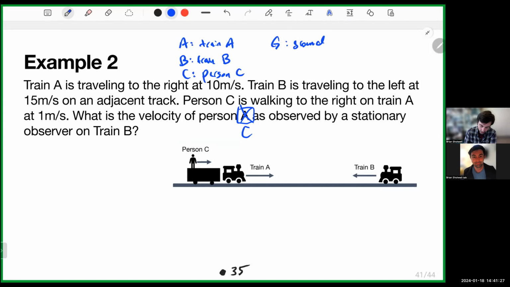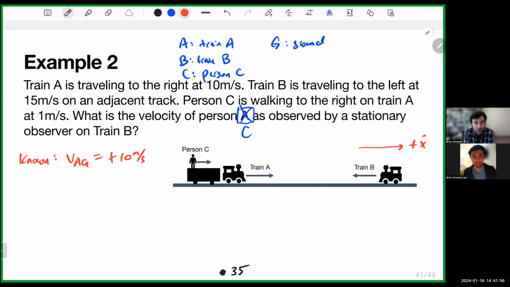Okay, so let's write down all the known quantities, the things that were given, and then I'll go ahead and write down what we want to solve for. So the velocity of train A relative to the ground is plus 10 meters per second. So I'm going to just indicate the direction with a plus or a minus sign. So this is going to be the positive direction. Plus x hat or i hat, they mean exactly the same thing. I like x hat.